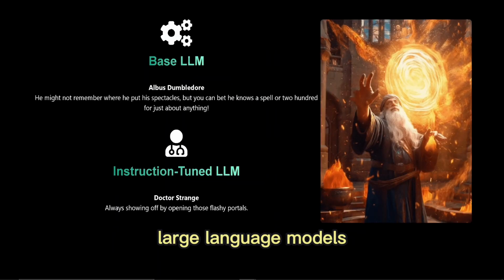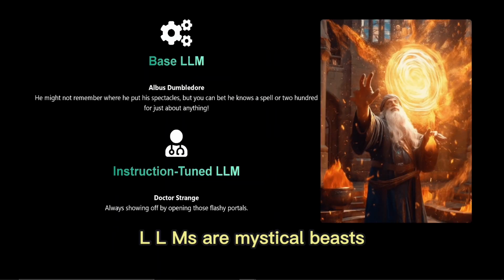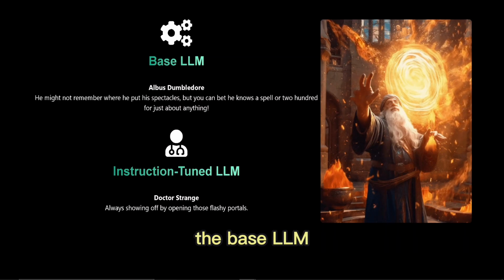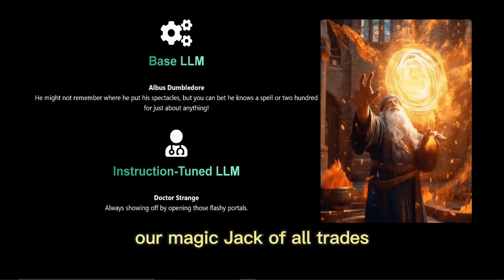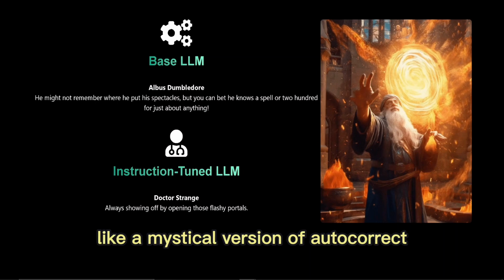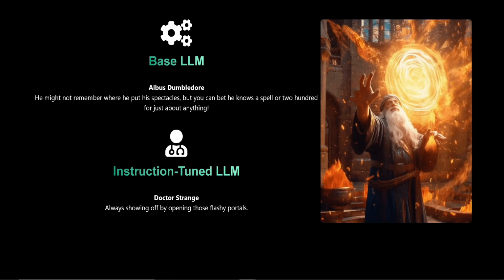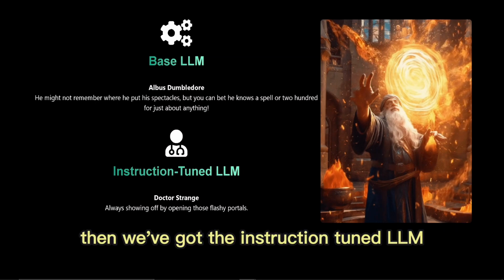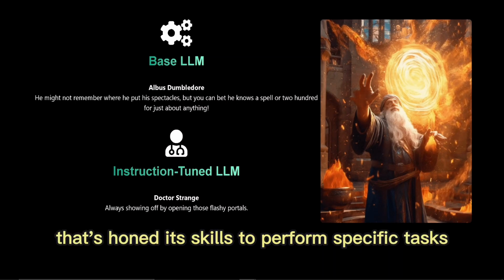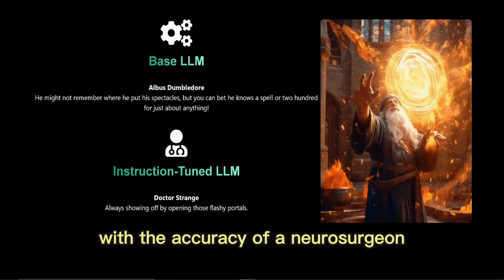Large language models, LLMs, our mystical beasts, come in two flavors. The base LLM, our magic jack of all trades, predicts the next word in a text like a mystical version of autocorrect. Then we've got the instruction-tuned LLM, the magical specialist that's honed its skills to perform specific tasks with the accuracy of a neurosurgeon.